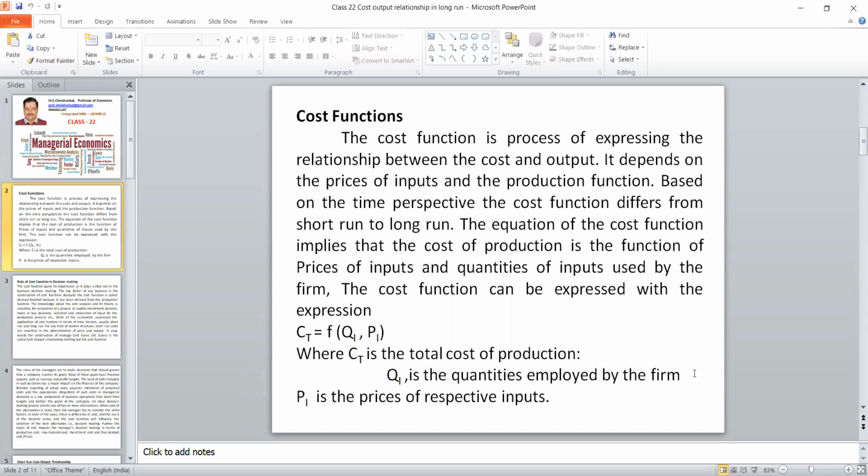To construct it, there are two factors that we should consider. One is the quantities employed by the firm. The other one is the price of the respective input. Based on these two only, the cost function is constructed.